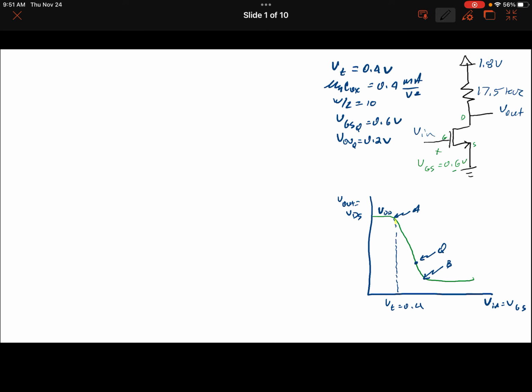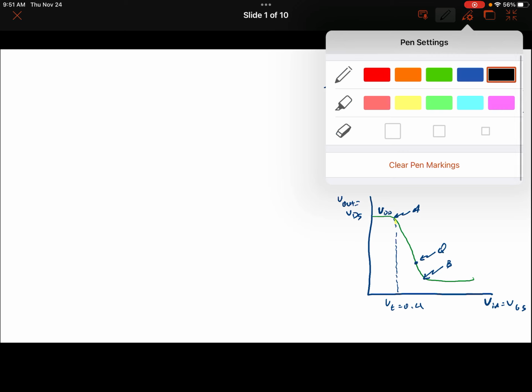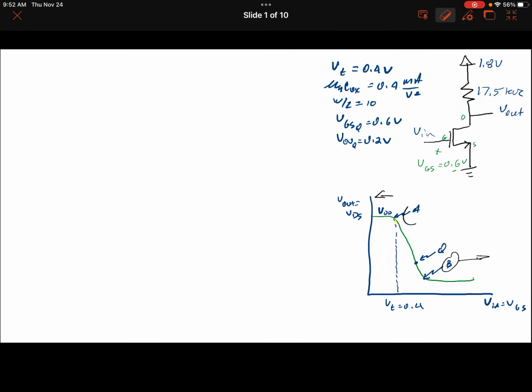Some limits that you can see are point A, where we would fall into cutoff, and point B, if we go this way, where we fall into triode. Here we fall into triode, and here we fall into cutoff. So clearly those are our limits.